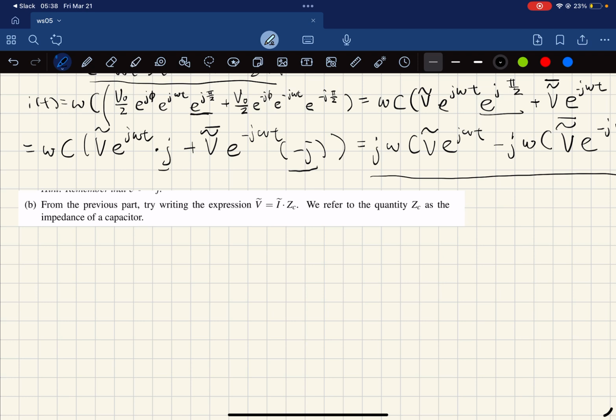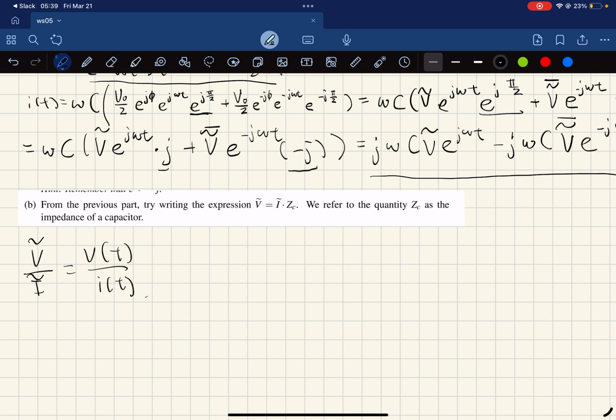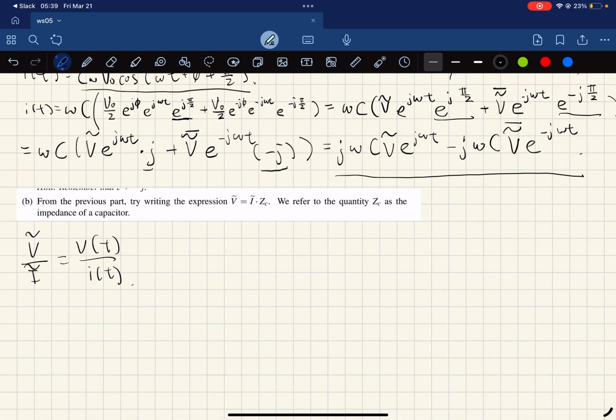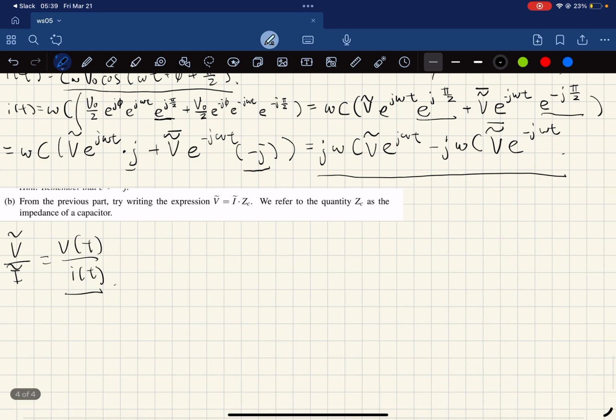Something we know is that this thing over here is actually going to be equal to this. The representation of sinusoids as phasors, complex numbers, is not just a representation, the ratios are accurate. So what we can do is simply take the V phasor and divide it by the I phasor by doing this. So let's get to it.